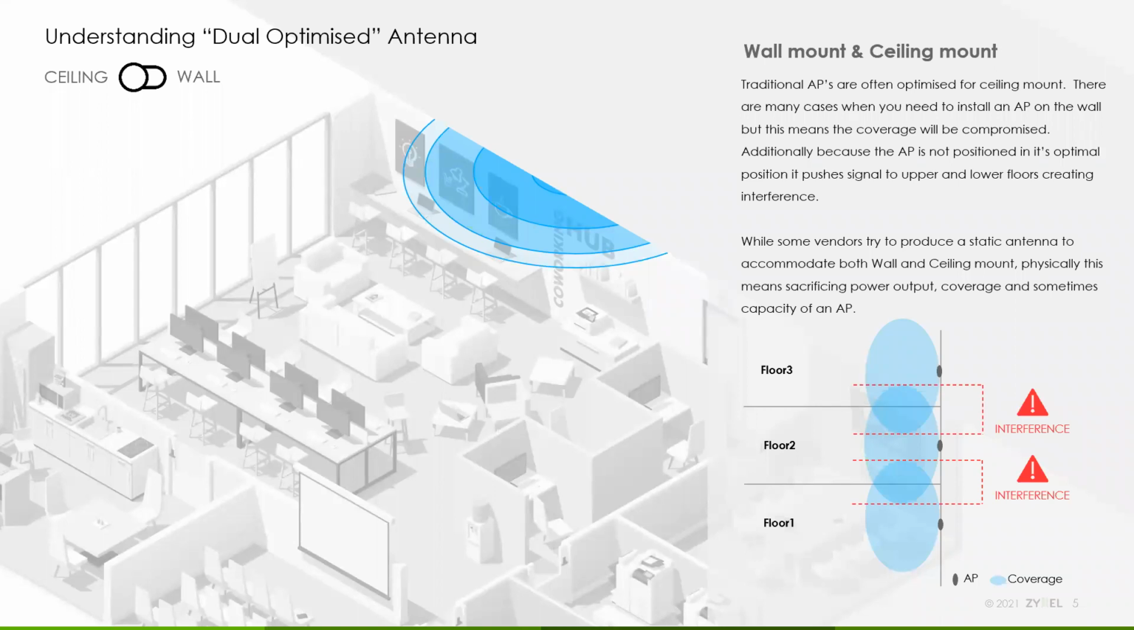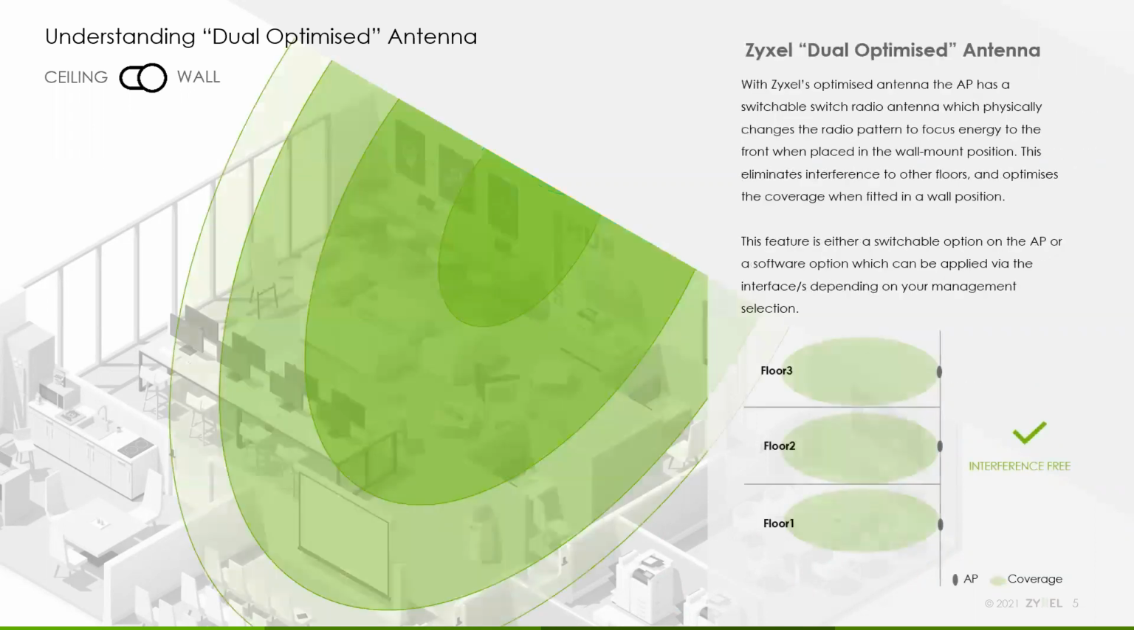Sometimes you end up having to mount them on the walls where they're rotated, right, 90 degrees from the orientation that they were designed for. And so because of this, you get a less than ideal coverage pattern. You send a bunch of your signal up into the ceiling or down into the floor. So our solution for this is something called dual optimized antennas. So on our access points that have dual optimized antennas, we have two different sets of antennas. One that's your traditional ceiling optimization, and then a second set that's optimized for wall mount.